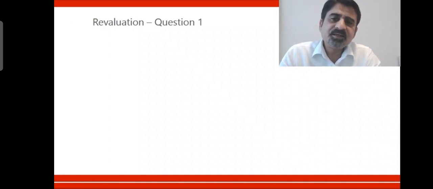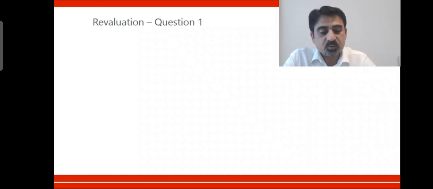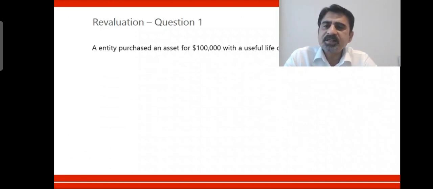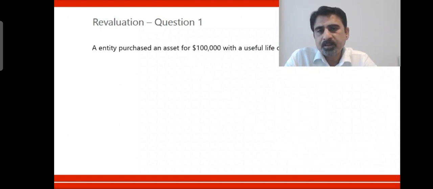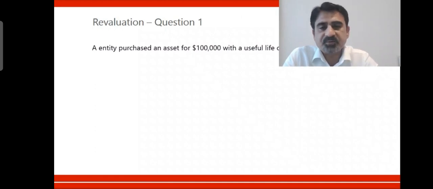So let's see this revaluation question, and after doing this question you will understand in more detail the double entry of revaluation as well. So let's suppose that an entity purchased an asset for $100,000 with a useful life of 20 years. In this case, we have not mentioned the residual value, so you can assume that the residual value is 0. And we have also not given you any depreciation method, so by default you should take straight line method. You should only use reducing balance method when they ask you to use reducing balance. Otherwise, you will always take straight line method.